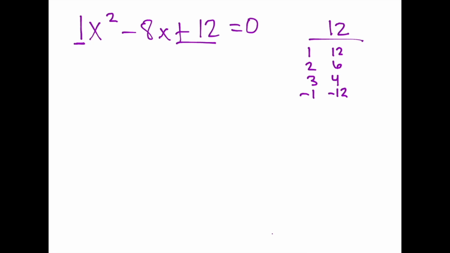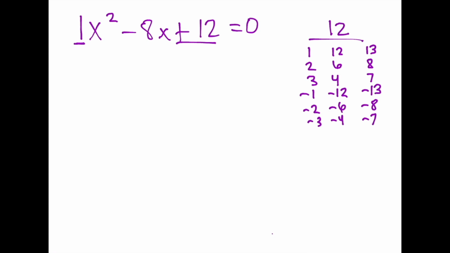So negative 1 times negative 12, negative 2 times negative 6, and negative 3 times negative 4. After you find all the factors, then you're going to add them. 1 plus 12 is 13, 2 plus 6 is 8, 3 plus 4 is 7, negative 1 and negative 12 is negative 13, negative 2 and negative 6 is negative 8, and negative 3 and negative 4 is negative 7.